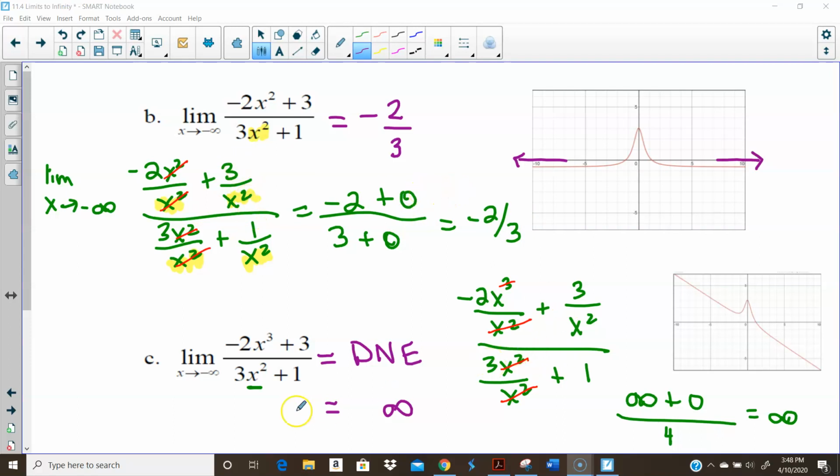On the bottom, I did the same thing. I took x squared. I divided every term by x squared. I simplified. This gave me negative 2 times negative infinity, which is positive infinity. You can see in this problem, in the numerator, I have infinity, and in the denominator, I have 4. 4 divided into infinity is going to be infinity, because 4 divided into a really large number is going to give me a really large output.